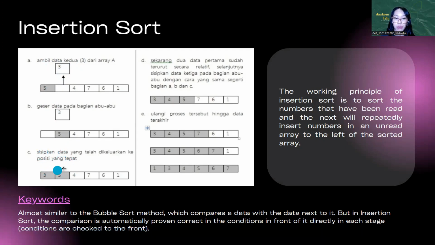So the gray portion remains in relative order. Let's do it to finish. B. Slide the data in the gray part. C. Insert the data that has been taken out into the right position. D. Now the first two data are sorted relatively.